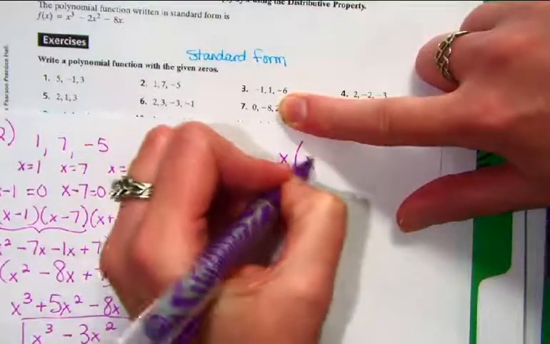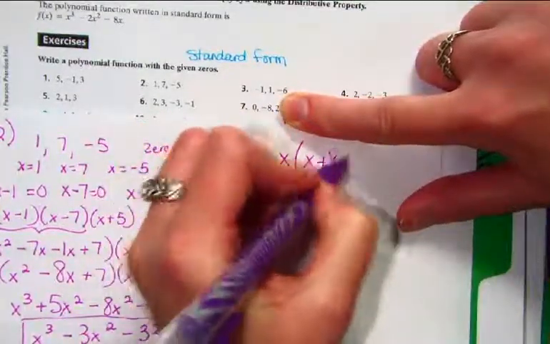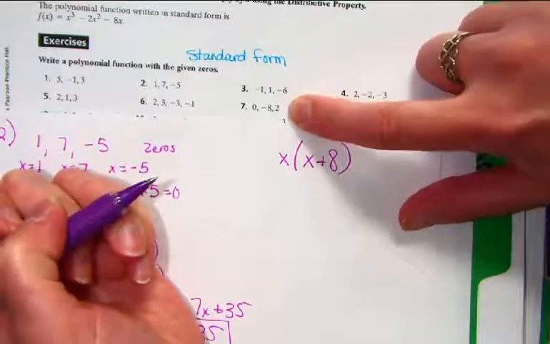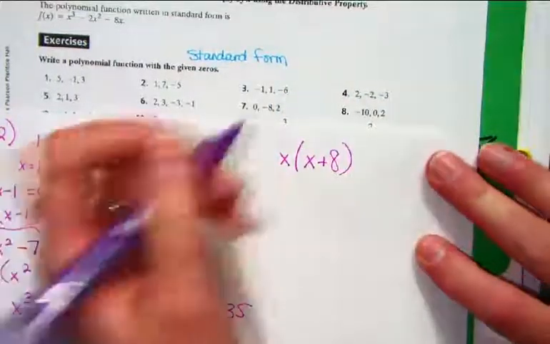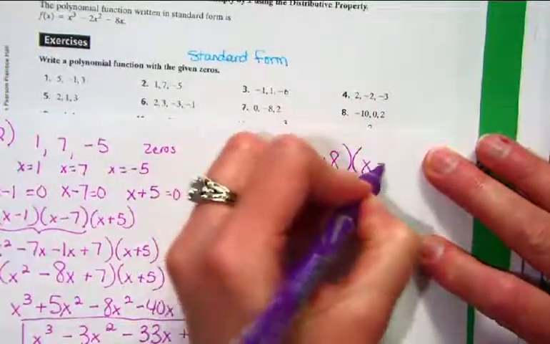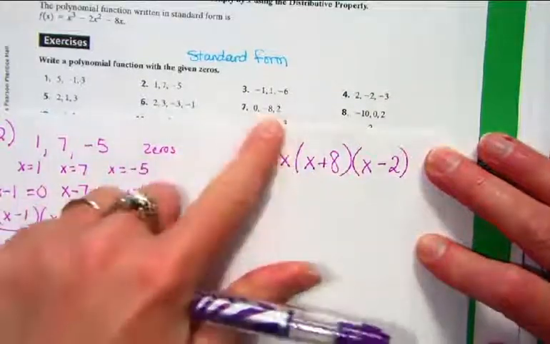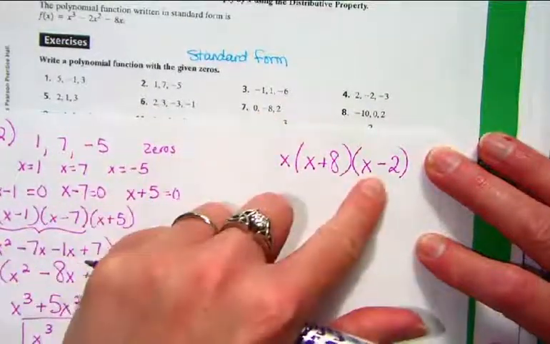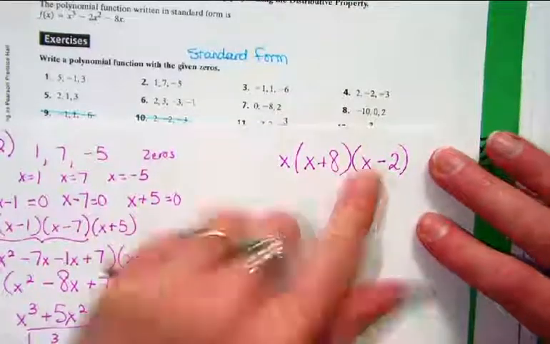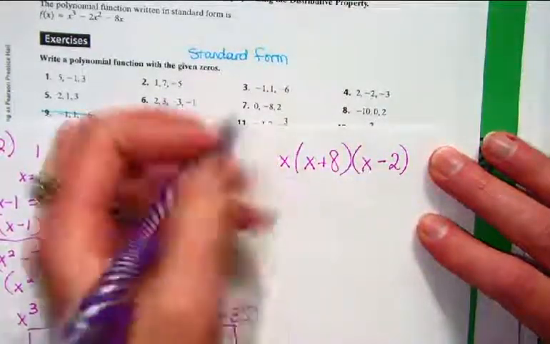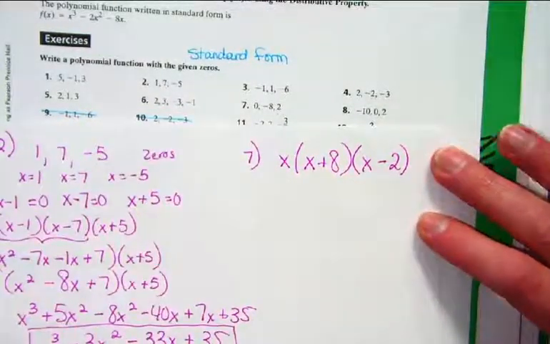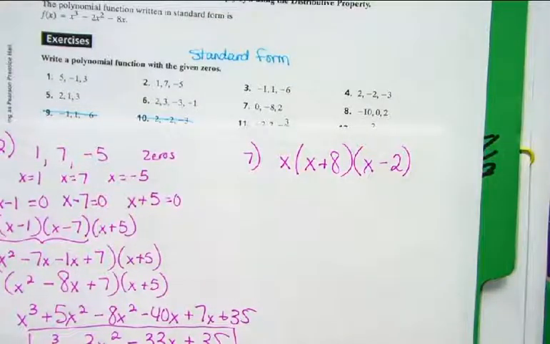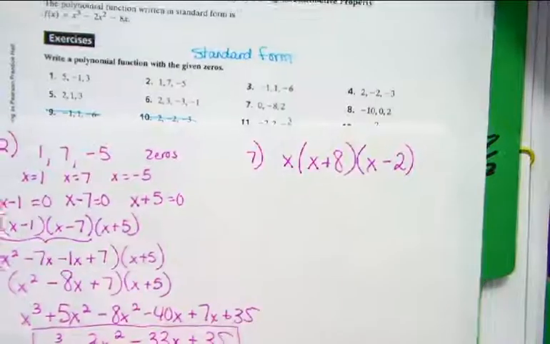Yeah, x plus 8. And if I have a 0 at 2, the factor is x minus 2. If it's a simple 0 like this, we can just change the sign and put it into factored form. So now I'll go through and FOIL this one out. This is what our factored form looks like in number 7. You'd still have to put that into standard form.